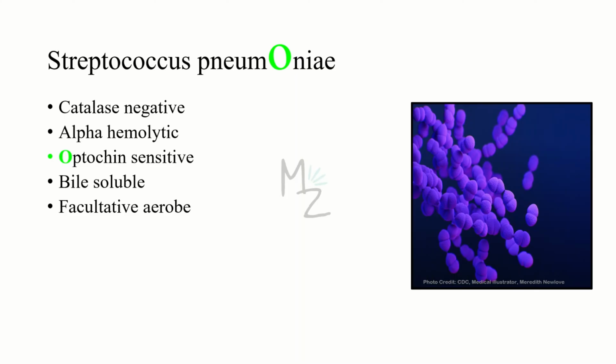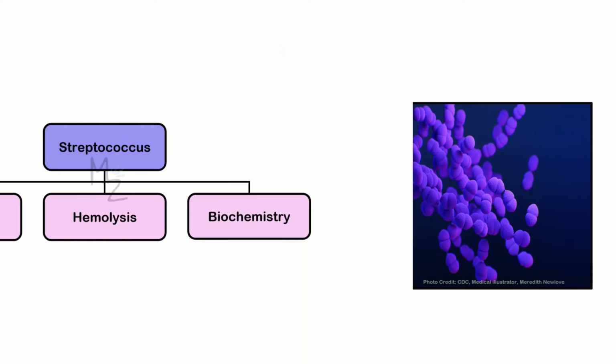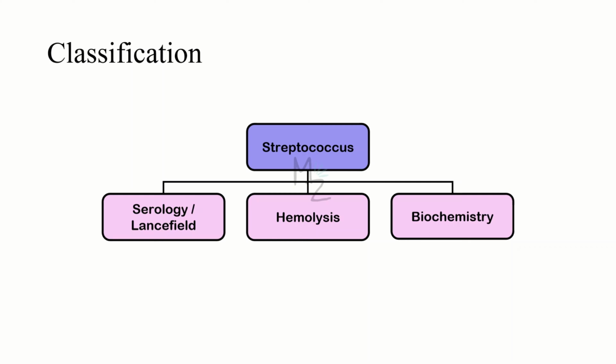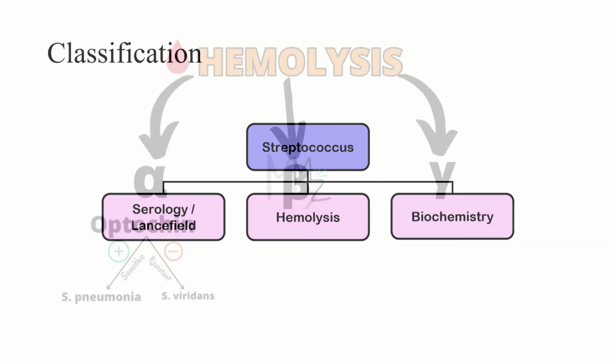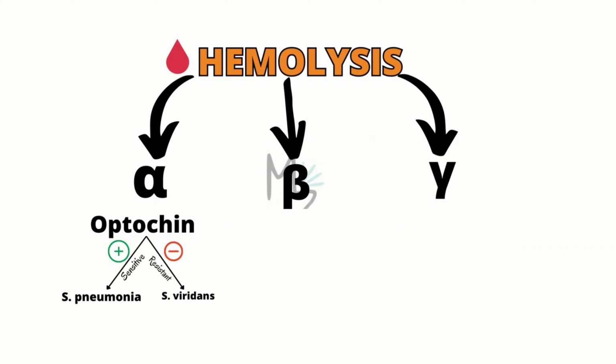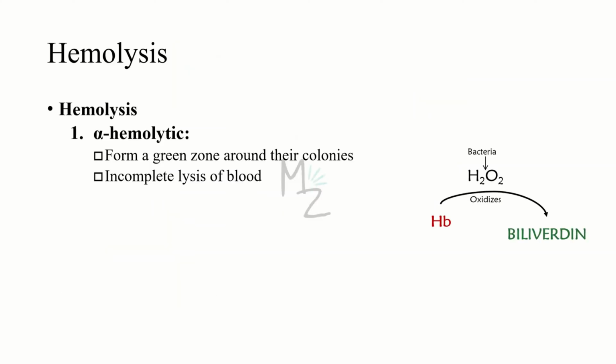It is an alpha-hemolytic bacteria. Streptococcus are further classified based on hemolysis, serology, and biochemistry. On the basis of hemolysis, Streptococcus are further classified into alpha, beta, and gamma hemolytic bacteria. Streptococcus pneumoniae comes in the category of alpha hemolytic. Hemolysis is the breakdown of red blood cells. So alpha hemolytic is the partial hemolysis on blood agar. It is the incomplete lysis of blood.